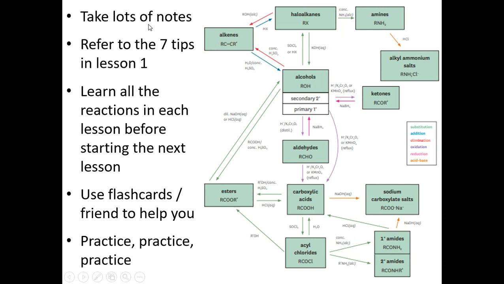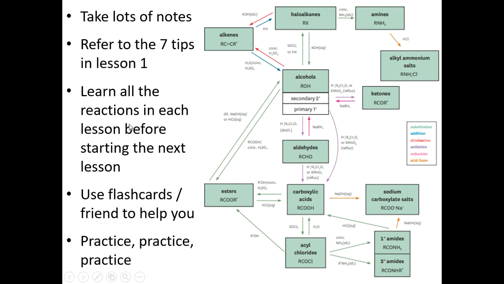Take lots of notes. As you go through each lesson, make sure you write it out and you say it out loud. All those things help. Don't just look at things and think you recognize it, therefore you know it. Write it out. There are 7 tips given in lesson 1. Go through them and keep on referring to them.